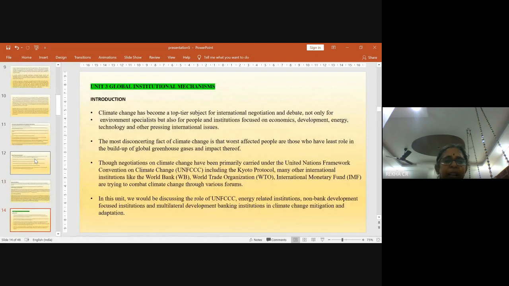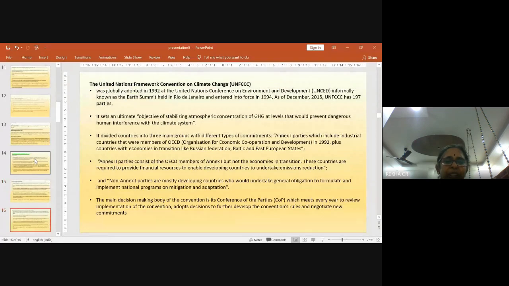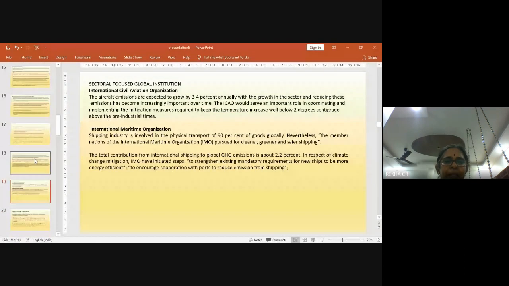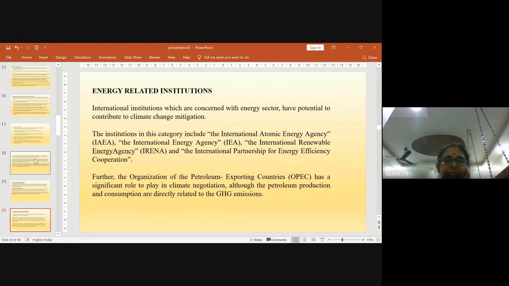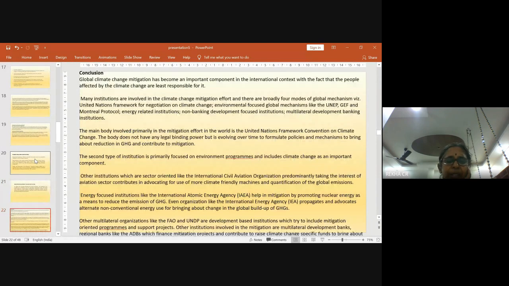In the third unit, that is global institutional mechanisms. So you have the United Nations Framework Convention on Climate Change and World Bank, the international institutions like World Bank, World Trade Organization, International Monetary Fund, etc. So modes of global intervention, the role of UNFCCC and UNEP, sectoral focused global institutions like International Civil Aviation Organization, International Maritime Organization, energy-related institutions, non-bank development-focused institutions, etc.